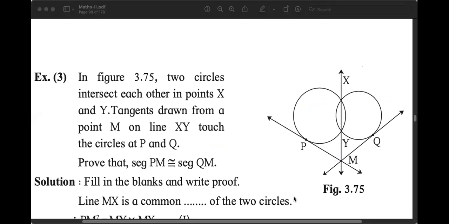Now, this is PM and this is QM. We don't know if they are equal or not, but it says prove, so we can assume that they are of the same length. PM is a tangent. QM is another tangent. Something that we know is if we draw tangents to the same circle from a point outside the circle, then the segments are congruent. I'll show that to you, if you don't remember.